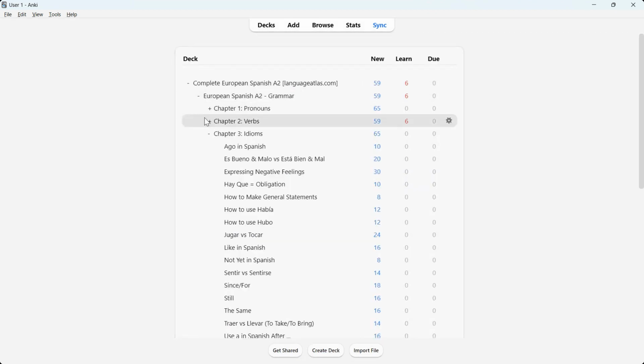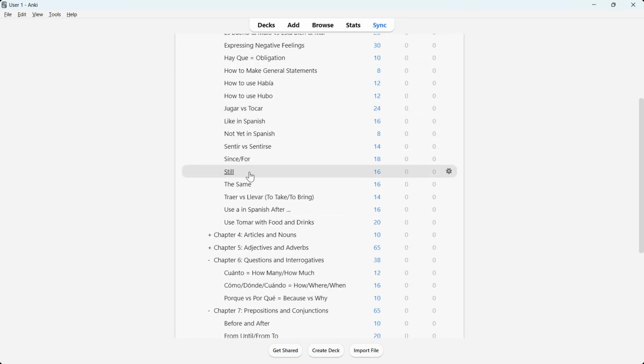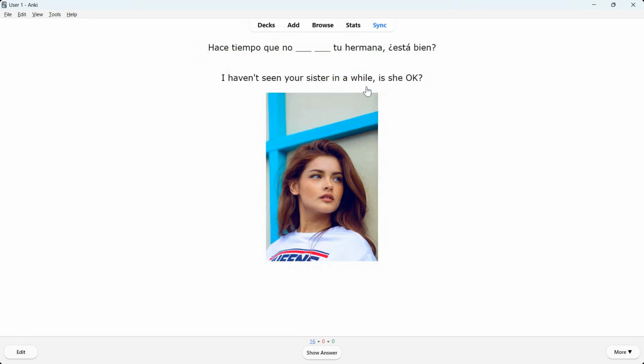So that was the second deck. Now I'd like to go to the third deck, which is an idiom one. I go to idioms and I will do this: use "a" in Spanish after... So click on study now.